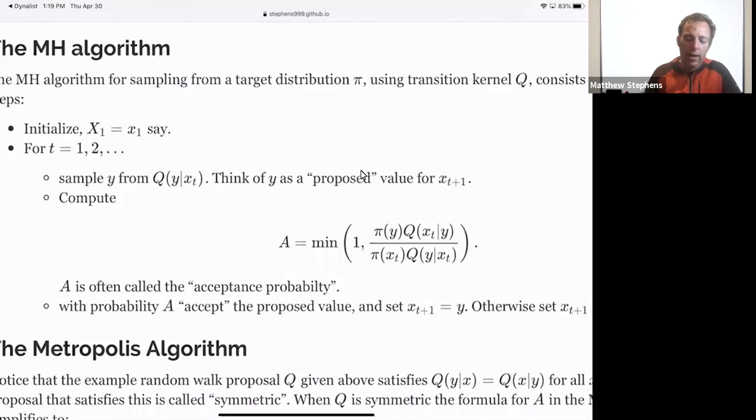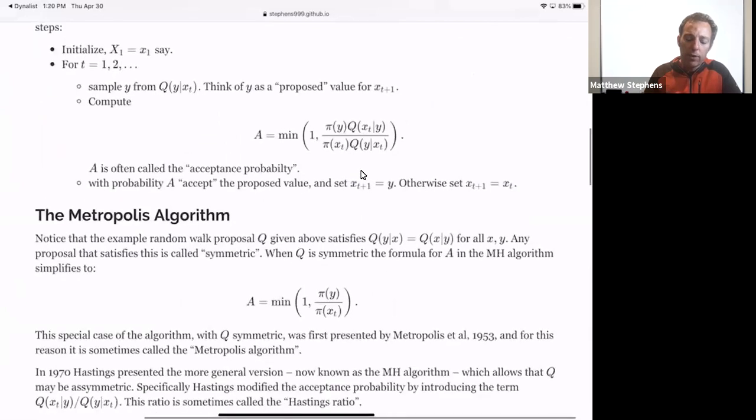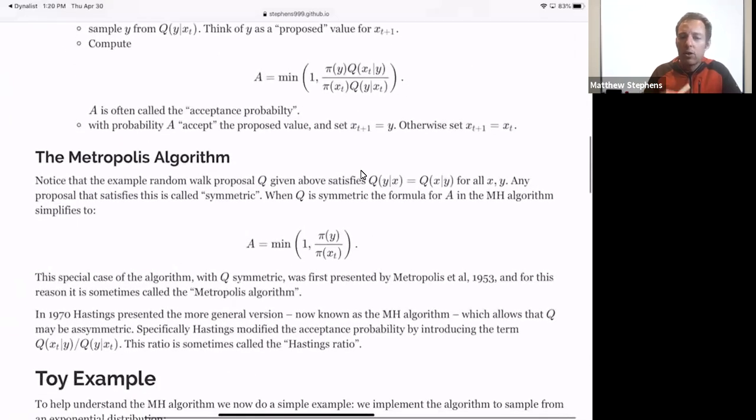Okay, so to get a bit more intuition, it's actually helpful to simplify a little bit and consider the special case where Q is symmetric. So that random walk proposal we just mentioned is symmetric, right? So Q of y given x is equal to Q of x given y for all x and y, because the probability of going to y if you start at x is equal to the probability of going to x if you start at y, because the normal distribution that we're adding to the current value is symmetric about 0, essentially.